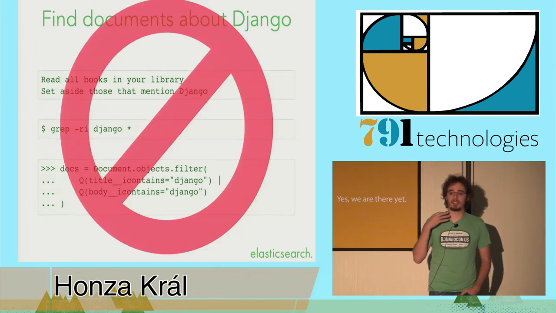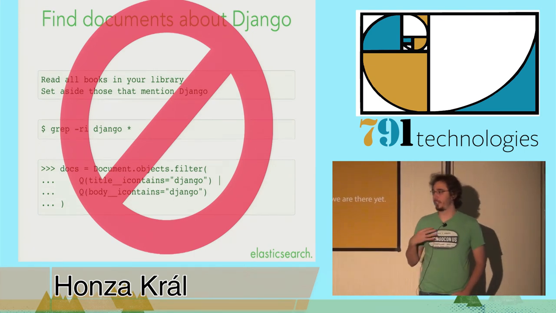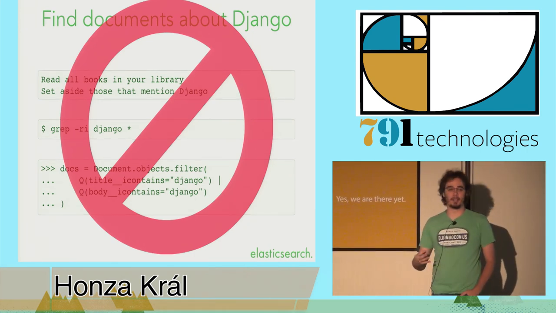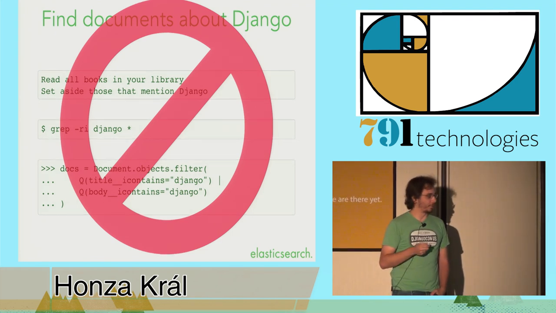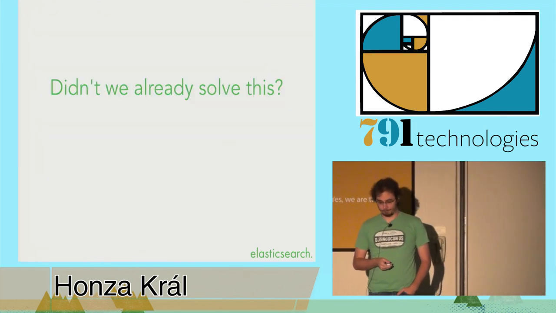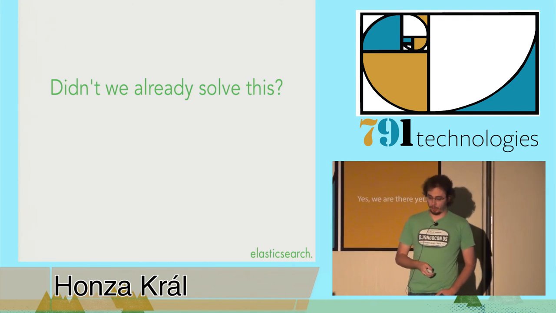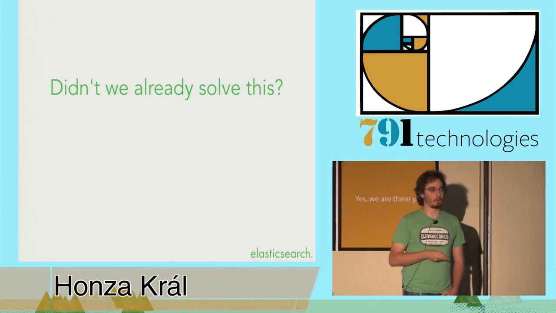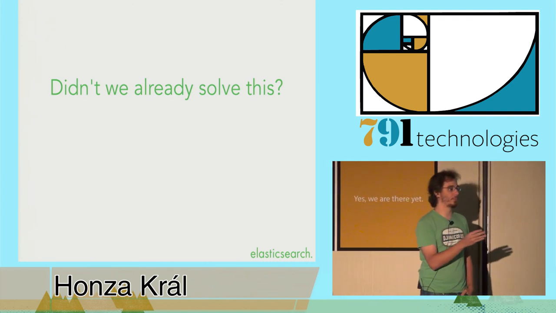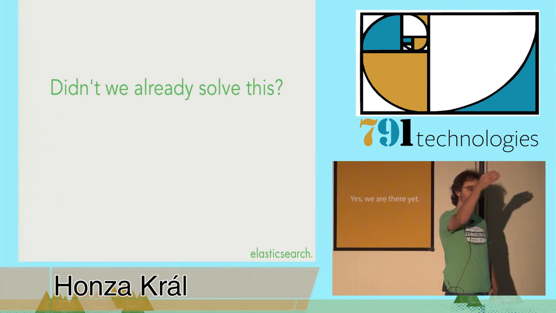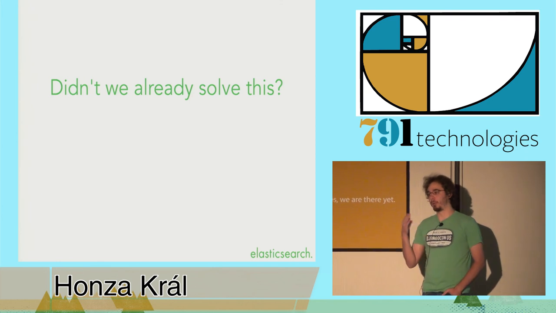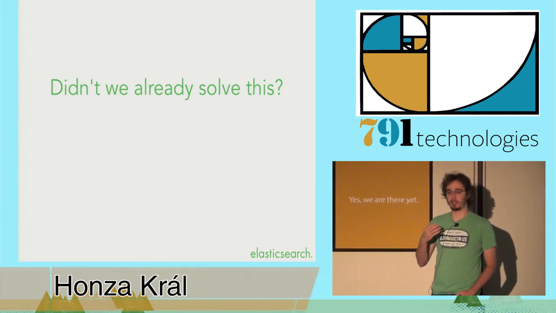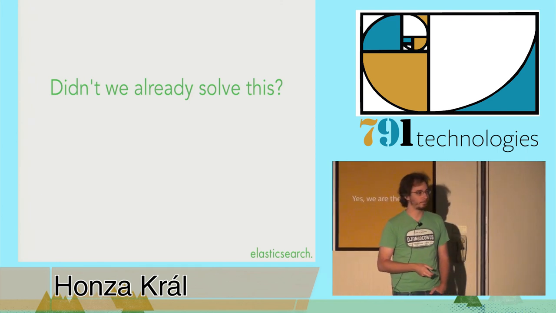But someone must have had this problem before. Clearly, we're not the first one, not even the first generation, to think about search. If you think that way, you're actually correct. We already solved this. When you're reading a book, you can flip to the end sometimes, and you will see an index that points you to where the relevant terms occur in the book.